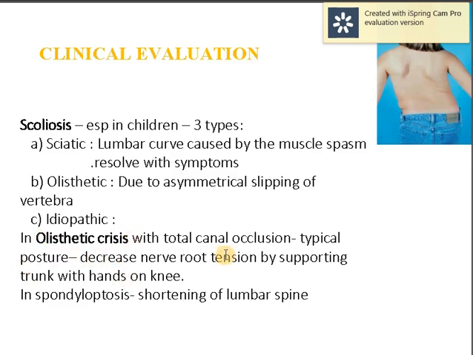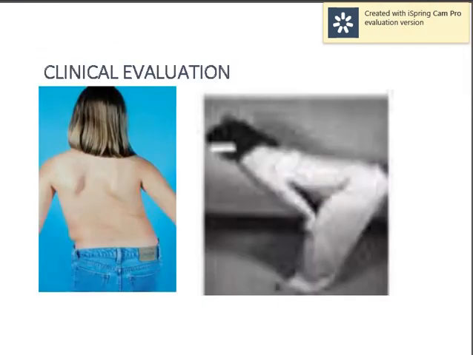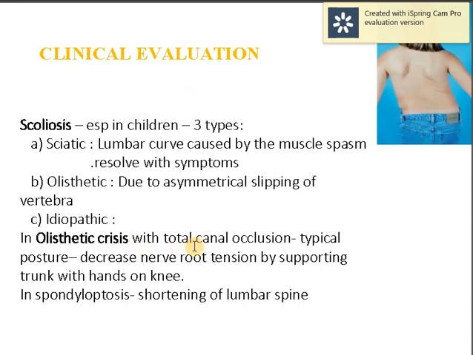In olisthetic crisis with total canal occlusion or blockage, there is a typical posture to decrease nerve root tension, supporting the trunk with the hands on the knees. In spondyloptosis there will be shortening of the lumbar spine. This is the clinical evaluation. The patient keeps the hands on the knees. So this is the olisthetic crisis typical posture, decreasing the nerve root tension, the patient supports the trunk with the hands on the knees. So this is the picture.